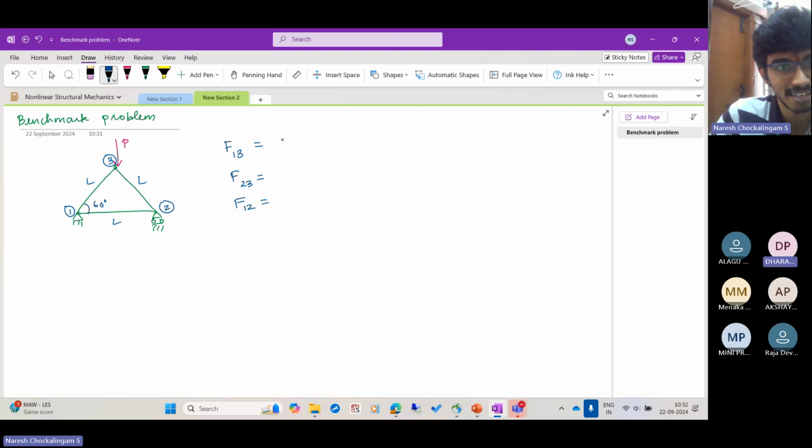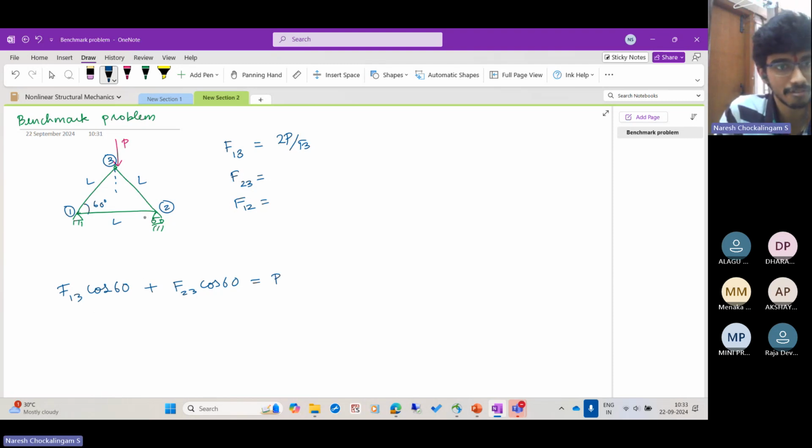No, it's not minus P. It's the vertical component of this. Yes, the reactions are P by 2, P by 2. So the vertical component of this will be what? It will be 2P by root 3. Right. So the net sum: this will carry P by 2. Better I'll say F13 cos 60 plus F23 cos 60 is equal to P, right?